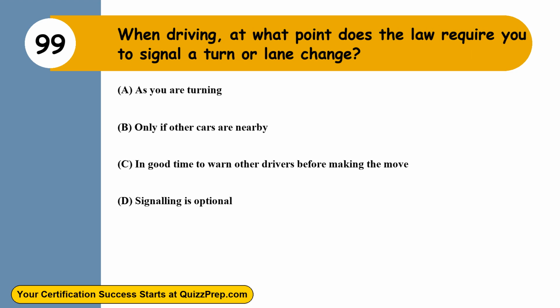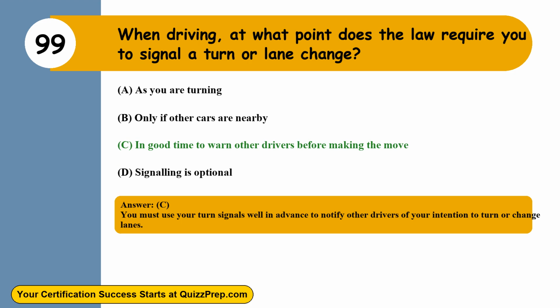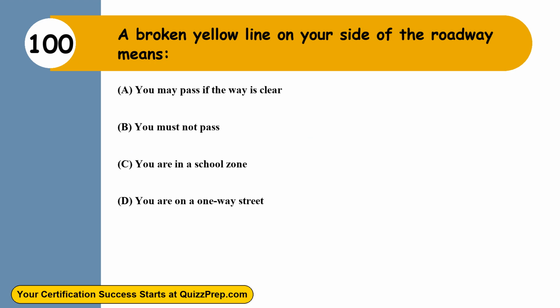Question 99. When driving, at what point does the law require you to signal a turn or lane change? Option A. As you are turning. Option B. Only if other cars are nearby. Option C. In good time to warn other drivers before making the move. Option D. Signaling is optional. The correct answer is option C. In good time to warn other drivers before making the move. You must use your turn signals well in advance to notify other drivers of your intention to turn or change lanes.